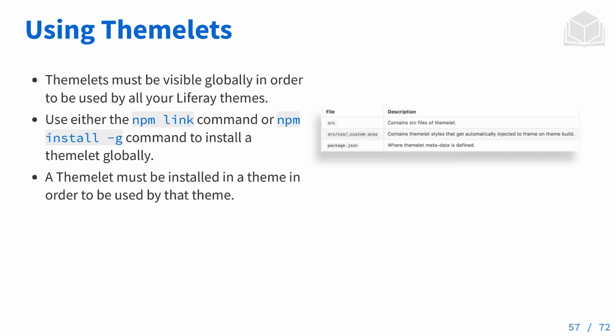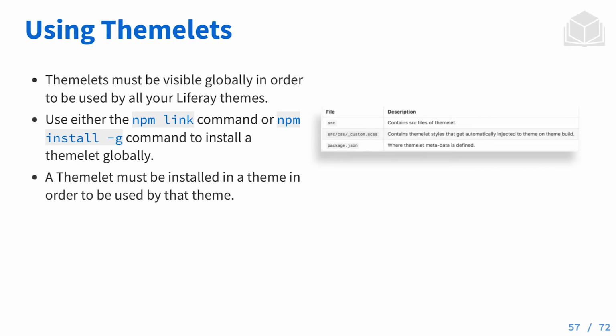So let's take a look at the structure of our themelets. Once you create a themelet, you have a source folder just like your theme, and this is where you'll include your customizations. So for example, if we wanted to provide a CSS component that we can reuse across all of our themes, we will just have a source CSS and then a custom SCSS folder. So we're still using those source files that we've discussed in our themes themselves. And then we'll have a package.json, and this is where all of the metadata included for the themelet will reside.